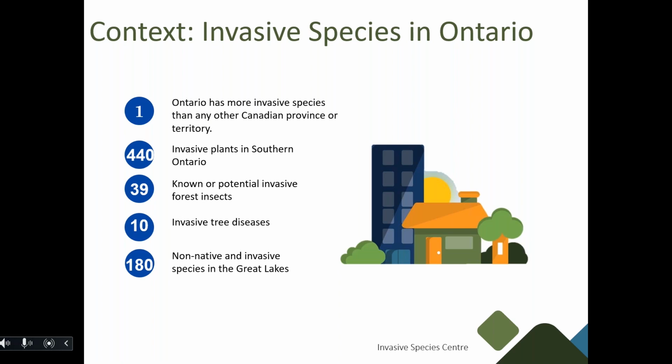Ontario has a really large population, and that population is located in a small area of the province, and it includes many ports of entry. And so this makes accidental introduction risks really high for things like invasive plants, pests, and other aquatic invasive species, for example. So in Ontario, we have 440 known invasive plants in southern Ontario alone, 39 known or potential invasive forest insects, 10 invasive tree diseases, and 180 known non-native or invasive species in the Great Lakes.